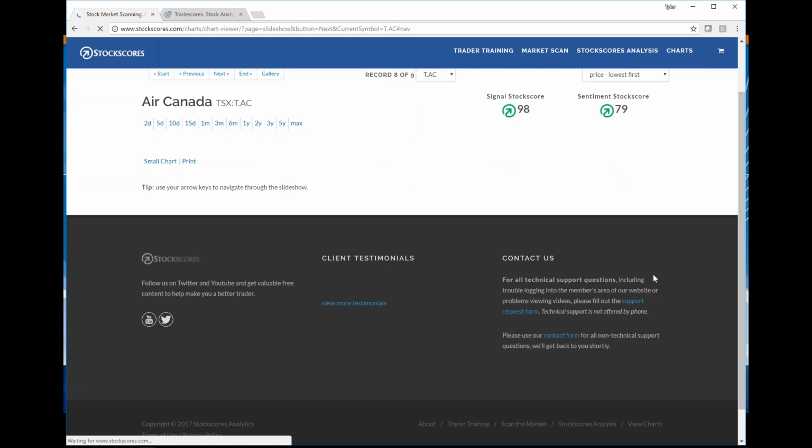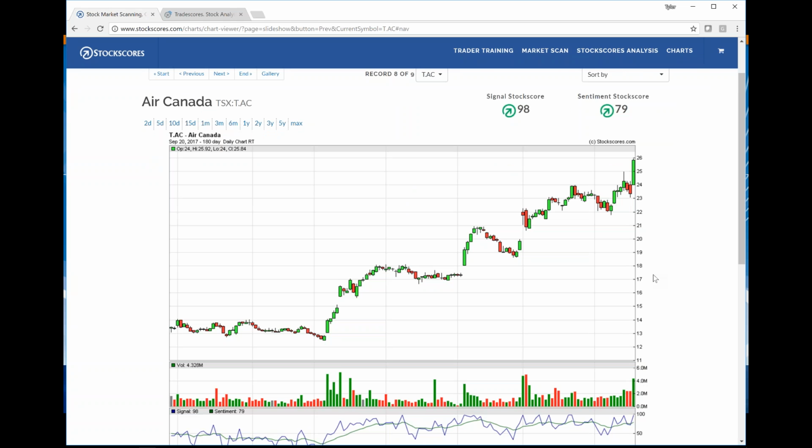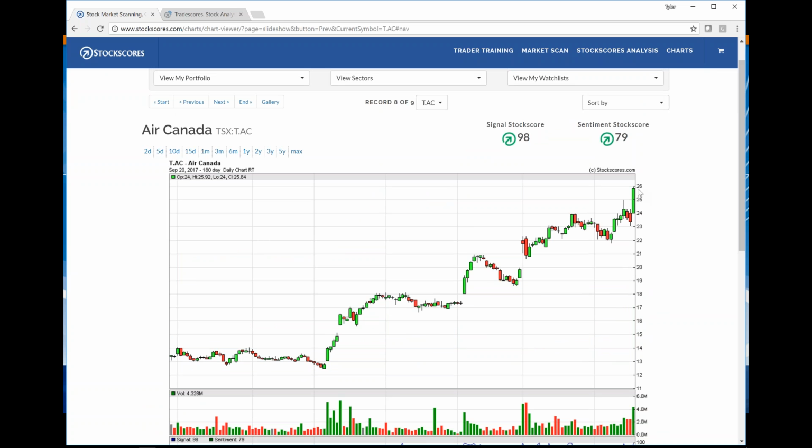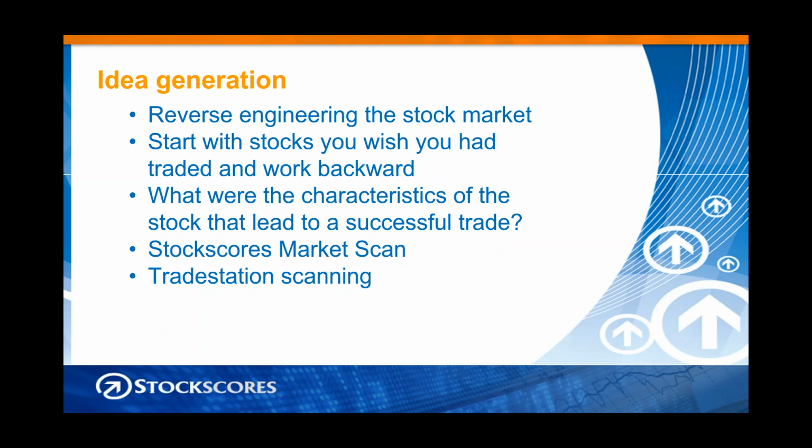All right, so that is how we use Stockscores to do algorithmic trading. I've programmed the algorithms into the Stockscores website, and it's just a matter of looking for the pattern. For example, Air Canada met my rules right there on that day. You can see the abnormal volume, the abnormal price movement. That was when the stock was at $14. Now it's at $26. It's nearly doubled in the last 4 months.